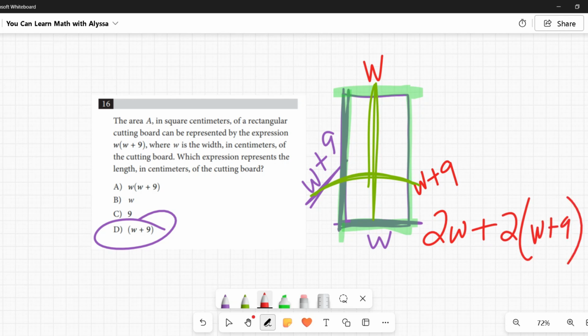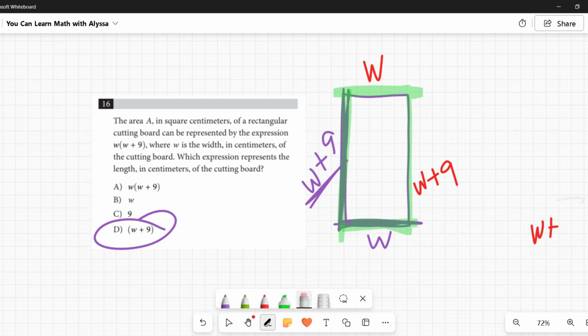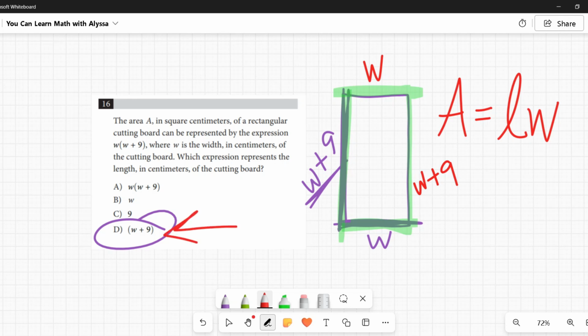This is why it's good to know your area and your perimeter, and also know like terms and the distributive property, because you never know how they're going to present an answer and what variation they're going to do. But this one, they were being nice. It is just straightforward. If W times W plus 9 is the area and W is the width, W plus 9 must be the length, because area is equal to length times width when we're talking about a rectangle. Again, that means my answer is D, W plus 9.